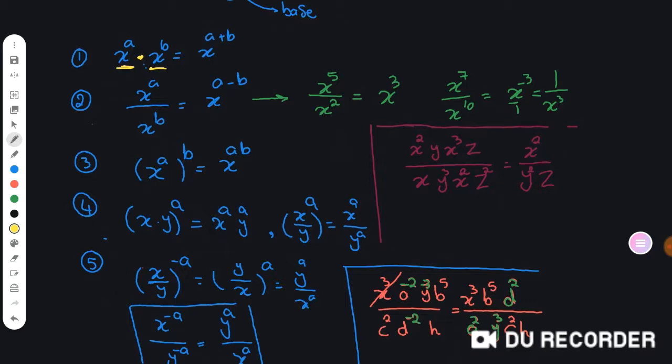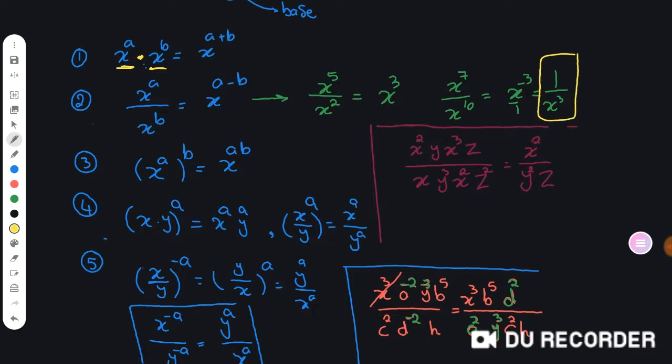Number 2, when we divide same bases, we subtract the power. For example, x power 5 divided by x power 2 equals x power 3. But if we have x power 7 over x power 10, we have an extra 3 in the power of the denominator, so the answer will be 1 over x power 3.